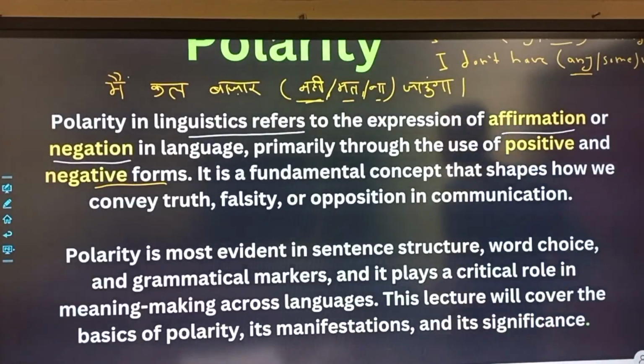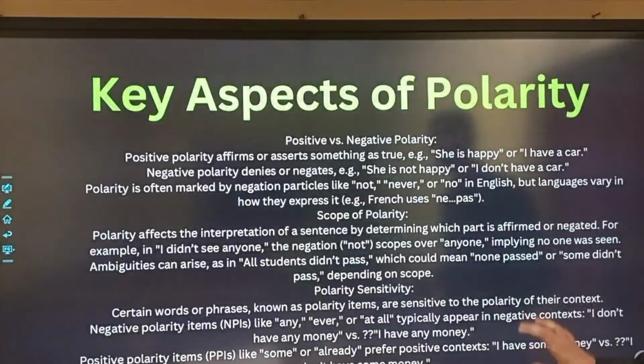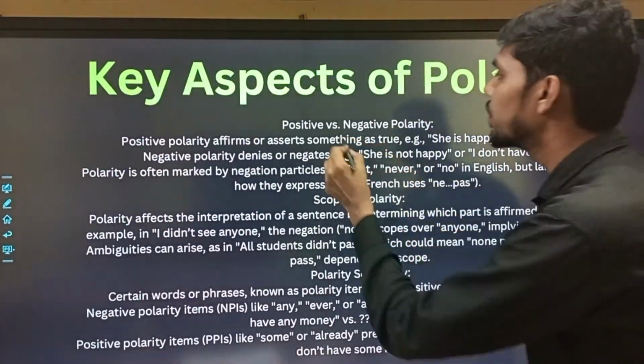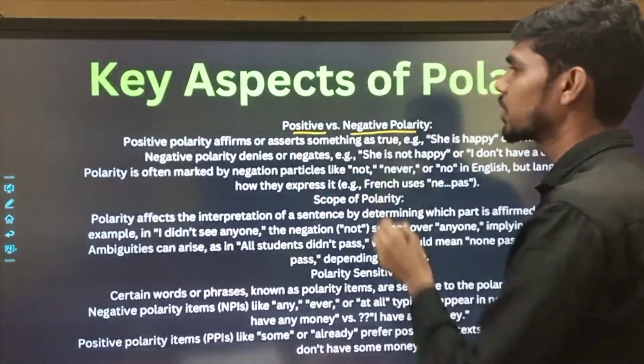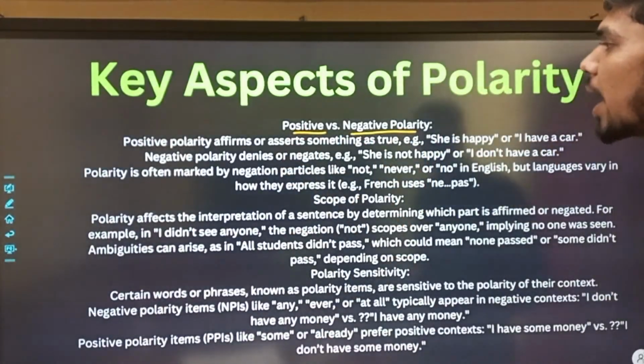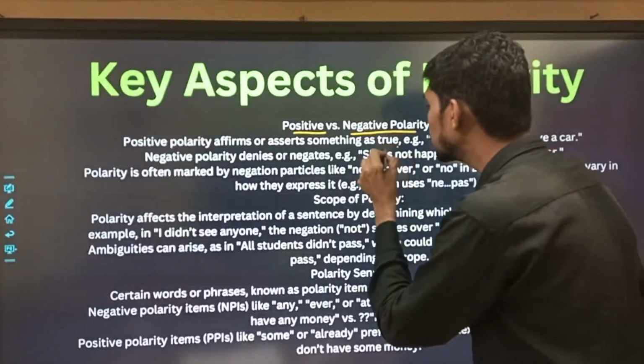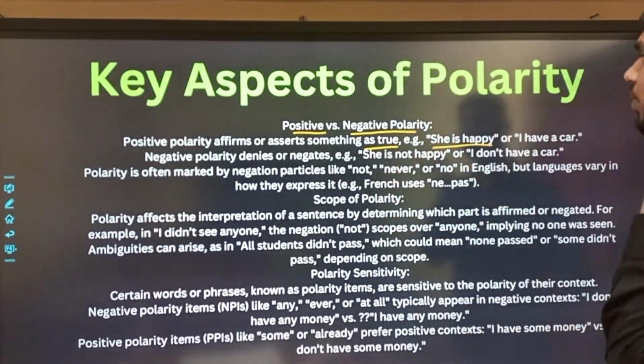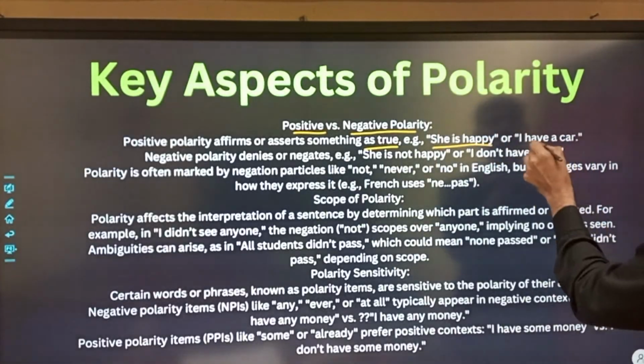This lecture will cover the basics of polarity, its manifestations, and its significance. Okay, so here are the key aspects of polarity. First is the positive versus negative polarity. Positive polarity affirms and asserts something as true. For example, she is happy. This sentence is an affirmative sentence, right? Positive sentence. And I have a car.